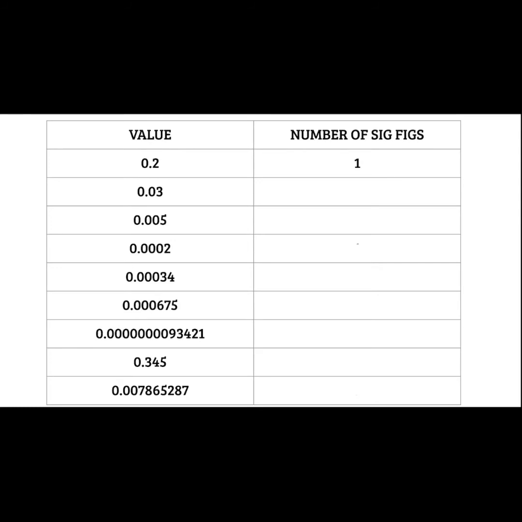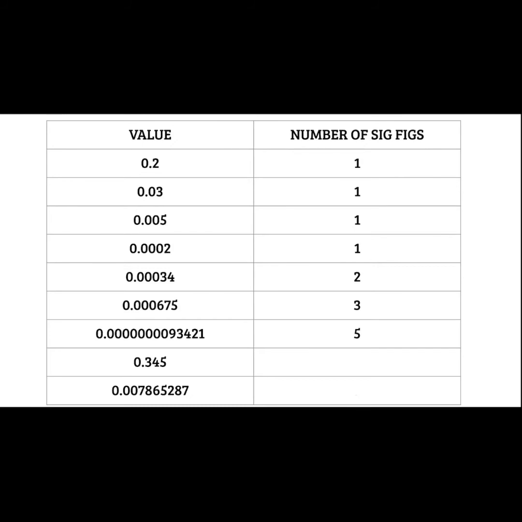So if I have 0.2, I'm only counting that number 2. 0.703, I'm only counting the 3, so I have 1. 0.005, again, I'm only counting that 5, so I have 1. Then I have 2, then I have 3, then I have 5.